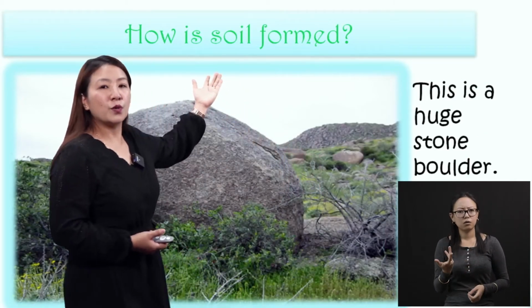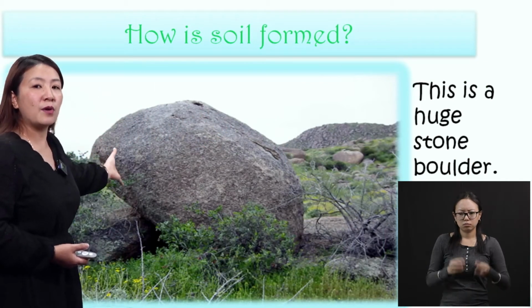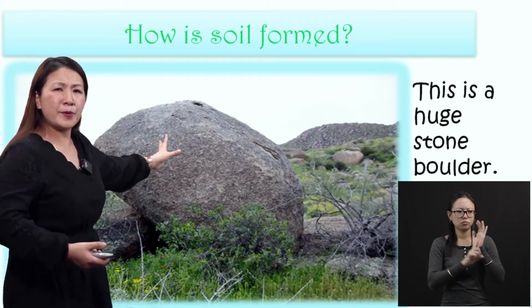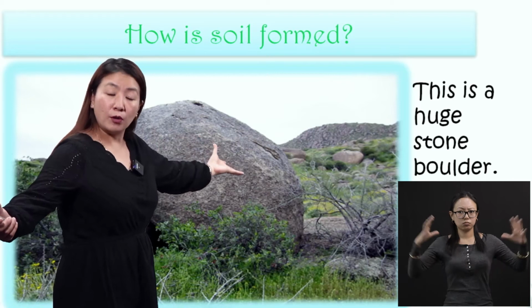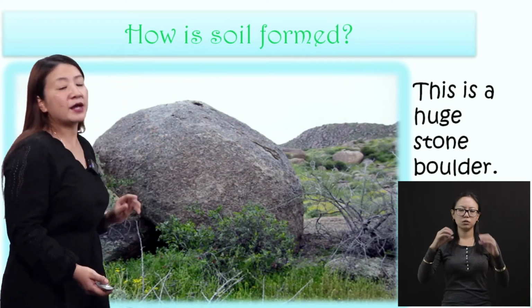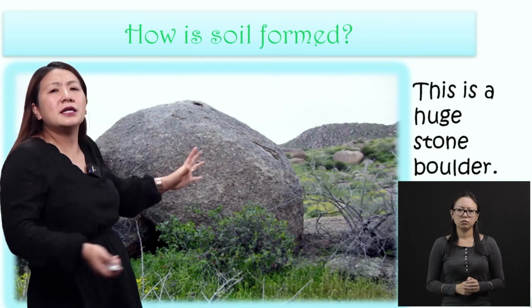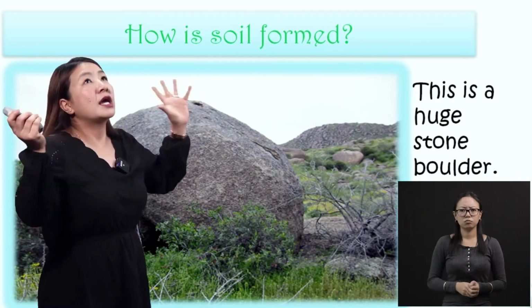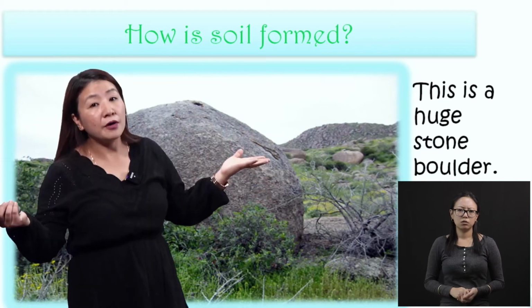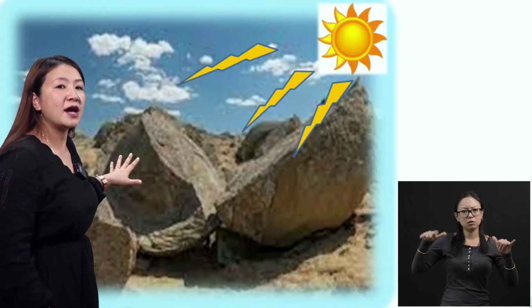How is soil formed? Children, you can see this huge stone boulder, right? This is a huge stone boulder. A big rock that is known as a boulder. Okay, a big rock, a big stone is known as the boulder. So this big rock, what happens when it is always outside, right? It is always outside, taking the heat of the sun, the rain. It has no shade, it has no house, so it is all in the open. So if it stays in the open like this for a long time, what happens?